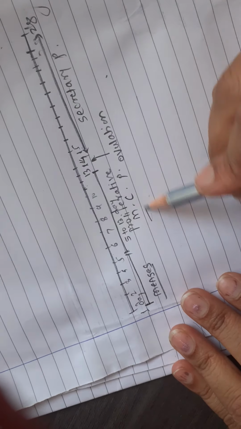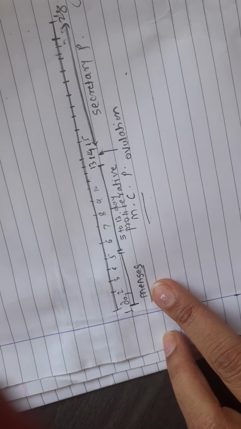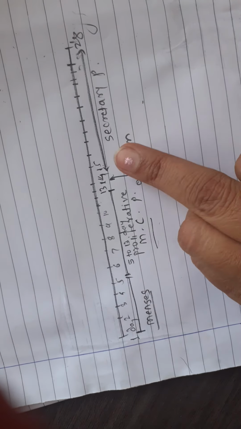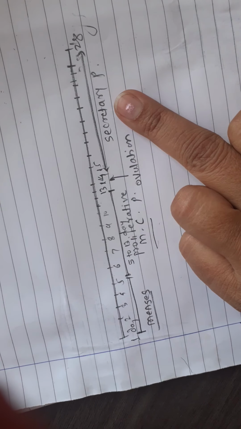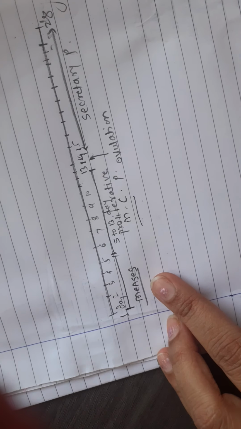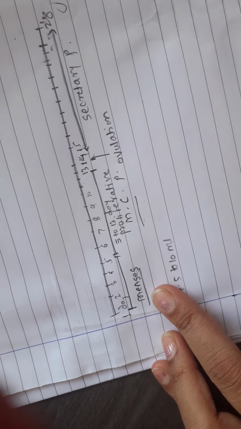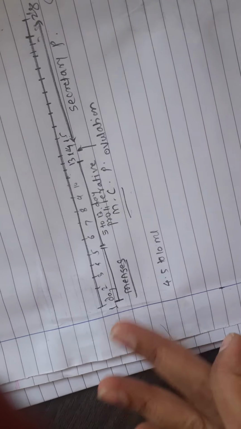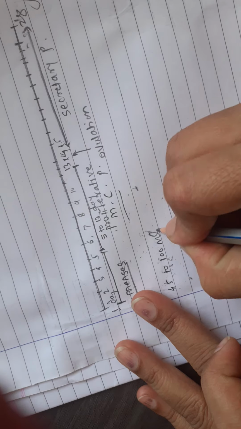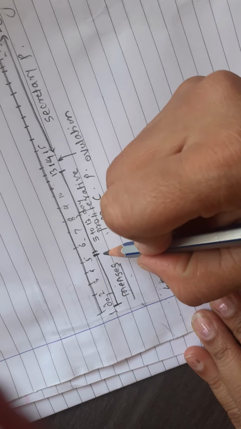So the menstrual cycle consists of four phases. The first is the menstrual phase, the second is the proliferative phase, the third is the ovulation phase, and the fourth is the secretory phase. In the menstrual phase, the loss of blood is about 45 to 100 ml. This bleeding phase lasts approximately 1 to 5 days.